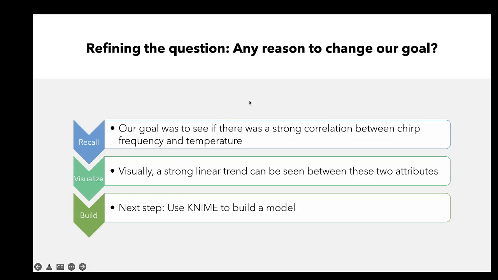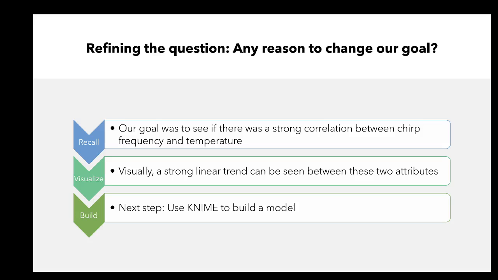So our goal, to recall, was to see if there was a strong correlation between chirp frequency and temperature. I think the official terminology we used is, can we predict temperature based off chirp frequency? But this is just a more formal statistical statement of that question. We found a visualization that said, hey, yeah, it looks like there's a strong straight line between chirps to temperature. And based off of those observations, we can say, okay, it's probably worth it to keep moving on with this analysis. Don't chase good money after bad money.